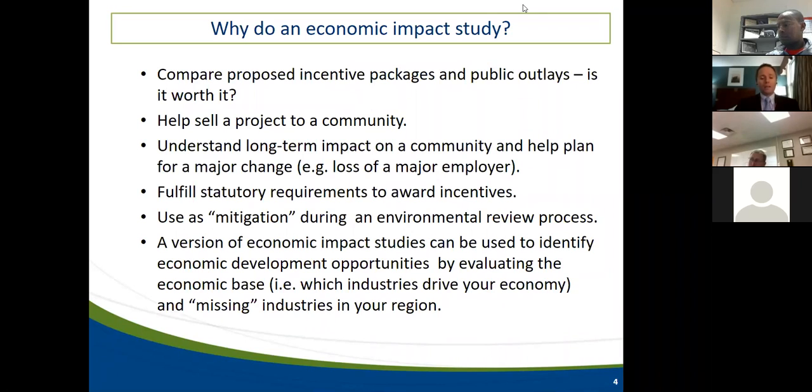And then finally, well, actually not finally, there's the mitigation thing. You could say, well, we're going to have a traffic impact, but it's sort of offset by all these great economic impacts. And then finally, we have this last bullet point, which I'm not going to go into, but there's actually a way to use the economic impact tools to identify what your economic base is and what might be missing from your economy. If you have several businesses that are purchasing an input, but that input doesn't exist in your economy, there's a way to figure out what that is and potentially recruit that business.